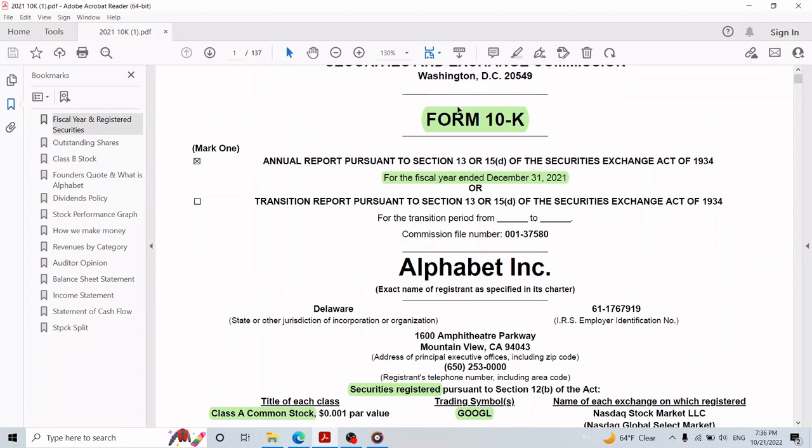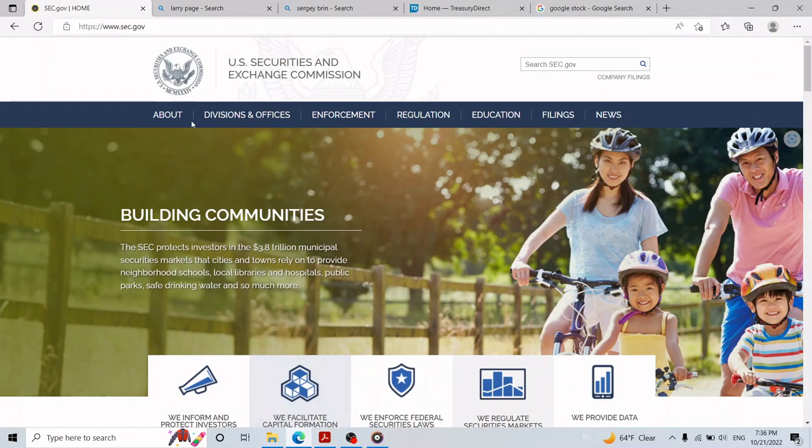You are looking at the last annual report, the 10K report, the company has filed with the SEC for the fiscal year ending December 31st, 2021. If you wonder where I got this report from, I got it from the SEC website.